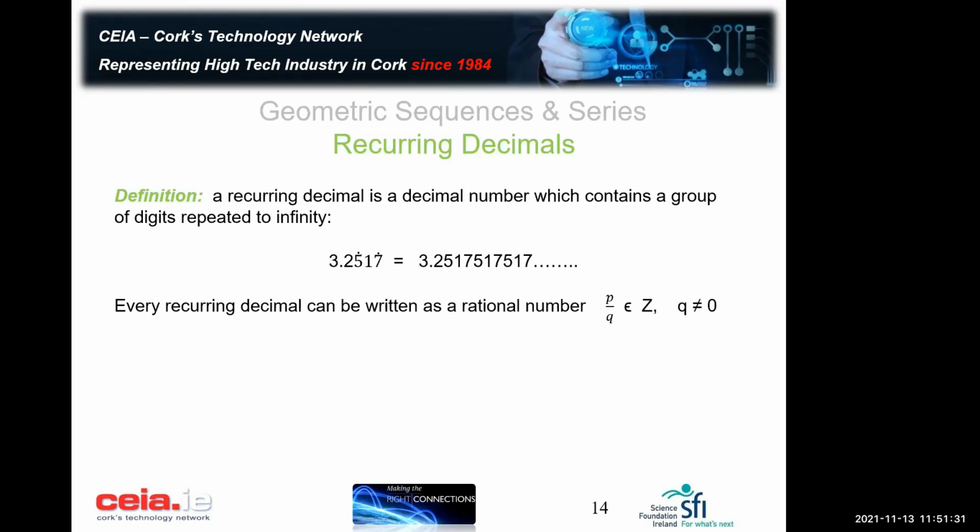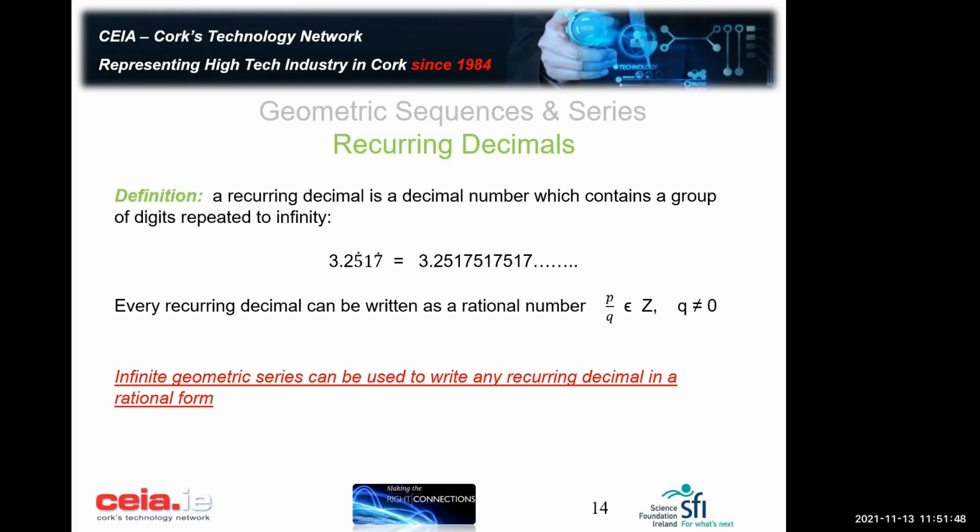So every recurring decimal can be written as a rational number, as in p over q, where p and q are integers and q is not equal to 0. Q can never be equal to 0 if it's under the line, otherwise your number is undefined. So an infinite geometric series can be used to write any recurring decimal in a rational form. Believe it or not, there is a series in that number, and we're going to break it up to show you how you can reduce that number to a fraction.